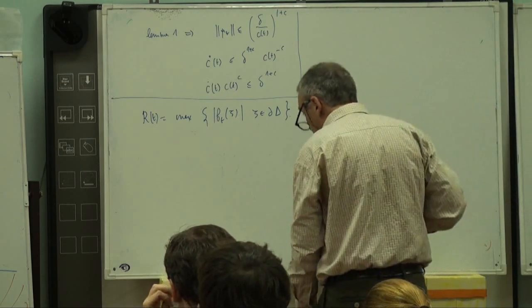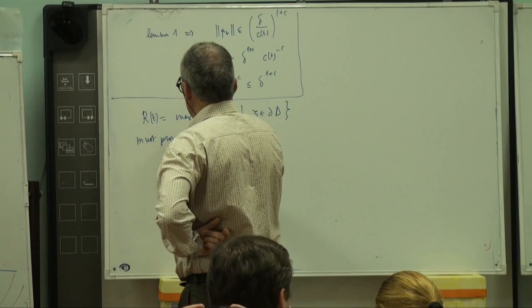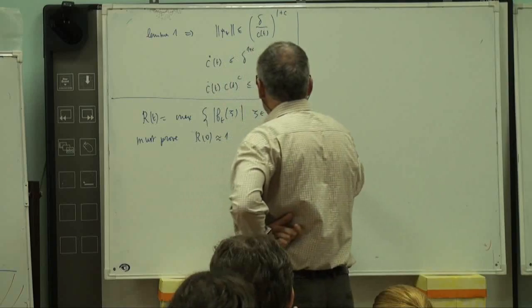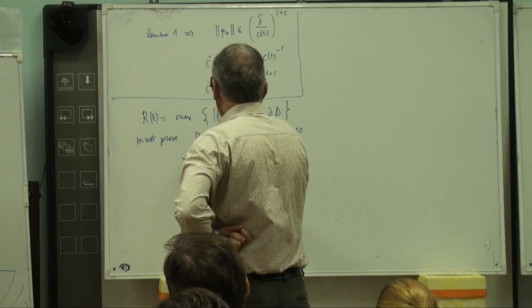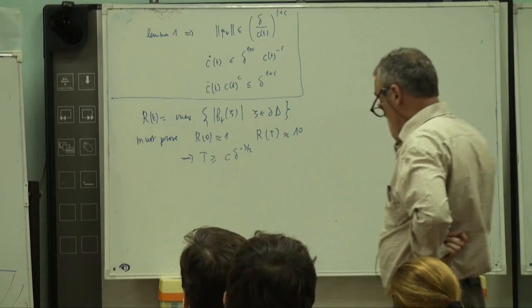And so we must prove that if R0 is comparable to 1 and R of t is comparable to 10, then t is greater than c delta to the power minus 3/2. Okay?